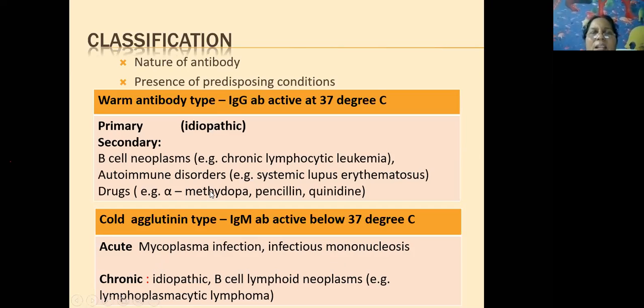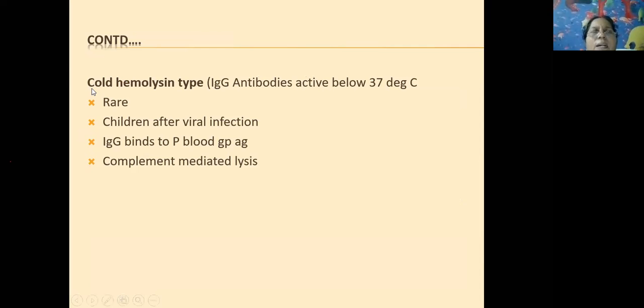Why B-cell neoplasm? Because they are the ones which produce aberrant antibodies, B cells. And the third one is called hemolysin type. This causes hemolytic anemia. This is the IgG antibody, but active below 37 degrees centigrade.